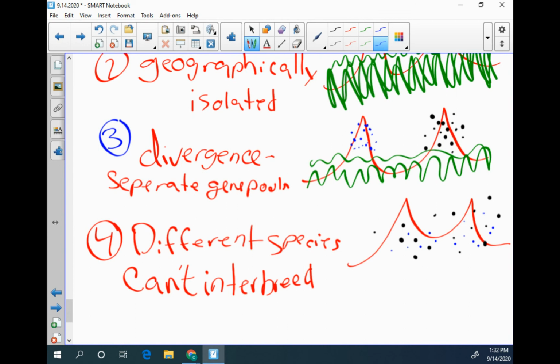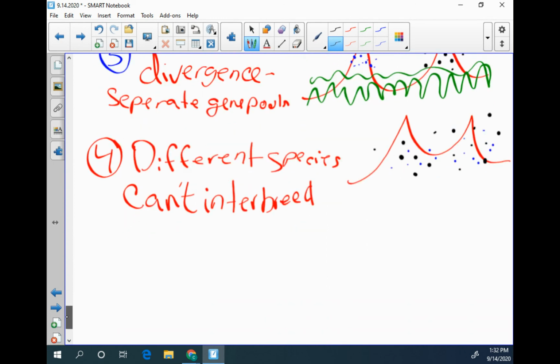One last thing to talk about. And hopefully we'll have time for an exit ticket. If not, we'll be fine. So that last thing is extinction. We can't talk about the formation of new species without talking about the destruction of the old ones. So extinction is the disappearance of a species from Earth.